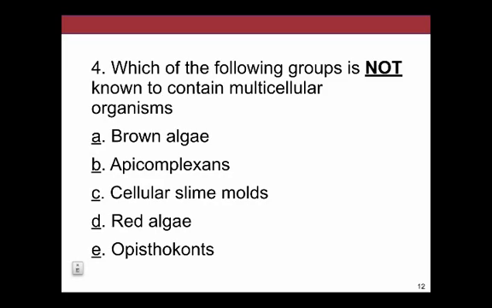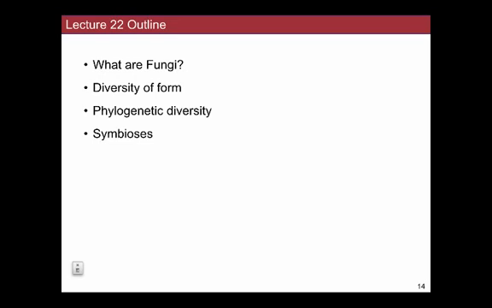All right, and here's one last one. Again, not a clicker question. Which of the following groups is not known to contain multicellular organisms? Anyone have an idea? So C, there are some multicellular organisms in cellular slime molds. Apicomplexans, again, are these obligate intracellular parasites like Plasmodium that causes malaria. None of them form multicellular structures. All right, that's just a little bonus for coming in here today, despite the stress of a test coming up.